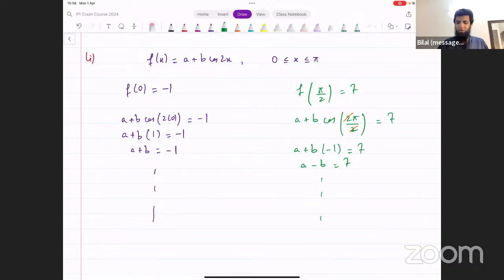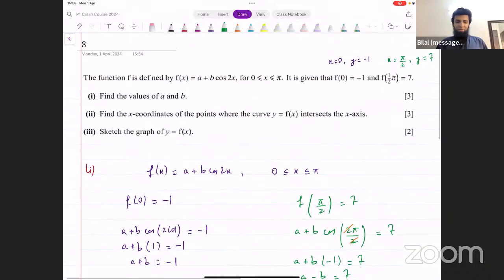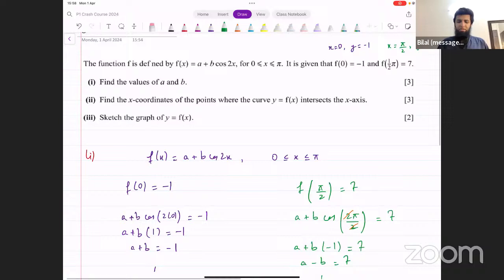That's not very difficult. In the second part, it says find the x coordinates of the points where the curve intersects the x-axis. Once you have the values of a and b, you're looking for the x-intercept, so put y equal to 0. So it will be 0 equals a plus b cos of 2x. You just have to solve that equation. We have done that in trigonometry. Pretty straightforward. And the last part, you have to sketch this graph. The rest of it is just simple trigonometry. We've spent a lot of time on trigonometry before, so that should not be a problem.